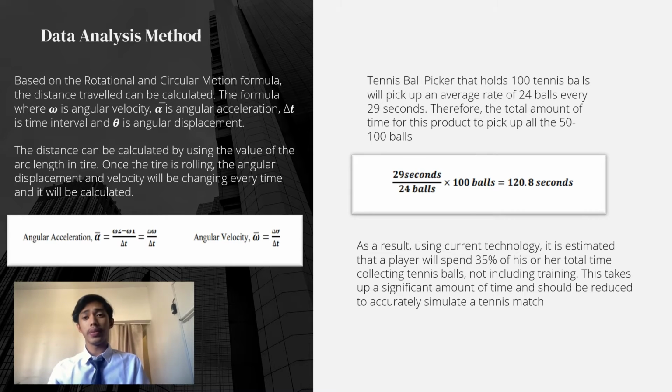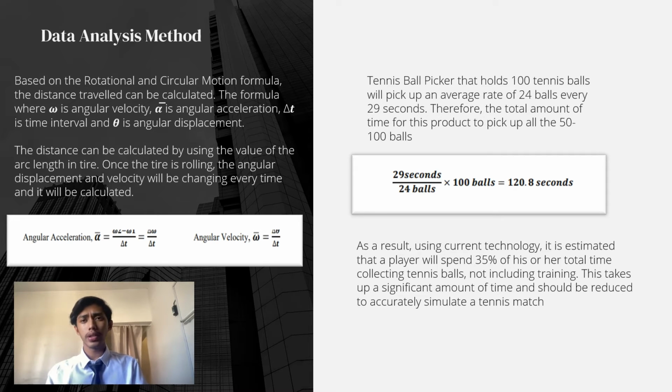So for the data analysis method, we can use familiar rotational and circular motion to calculate the distance traveled. From the formula, we can see that omega is angular velocity, alpha is angular acceleration, t is the time interval, and delta is angular displacement. So the distance can be calculated by using the value of the arc length in the tire. Once the tire is rolling, the angular displacement and the velocity will be changing every time, and it will be calculated from this formula.